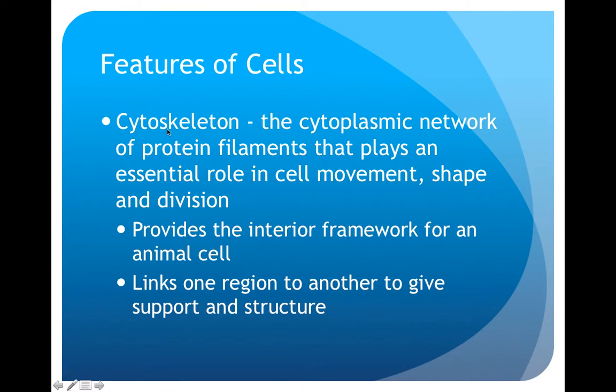Cytoskeleton. Much like what you think it is, our skeleton provides us support and shape. The cytoskeleton provides the cell with support and shape. The cytoplasmic network of protein filaments plays an essential role in cell movement, shape, and division. It provides an interior framework for an animal cell. It links one region to another and gives support and structure. Just like our skeleton in our body, the cytoskeleton of a cell gives structure and support.